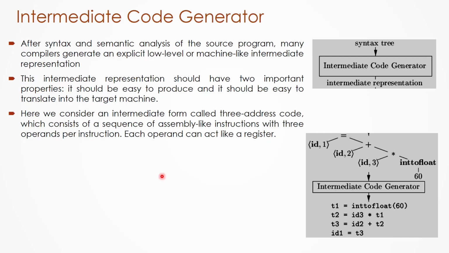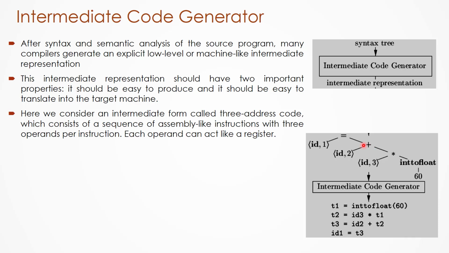Next is the intermediate code generator. After syntax and semantic analysis of the source program, many compilers generate an explicit low-level or machine-like intermediate representation. The intermediate representation should have two important properties. It should be easy to produce and it should be easy to translate into the target machine. Here we consider an intermediate form called three-address code, which consists of a sequence of assembly-like instructions with 3 operands per instruction. Each operand can act like a register.